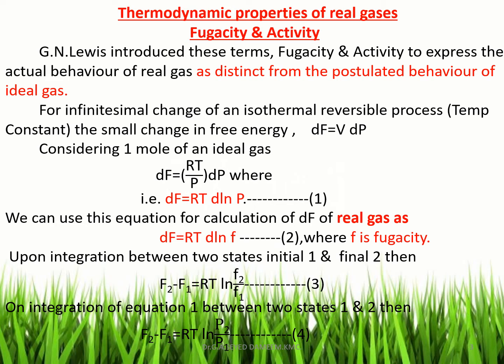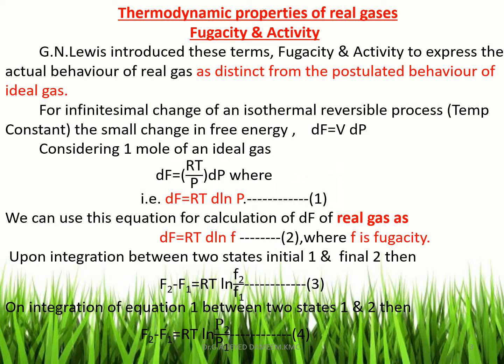For an infinitesimal change, a small change of an isothermal reversible process, the change in free energy is given by an equation from thermodynamics: dF is equal to VdP minus SdT. Here dF is a small change in free energy, and dP and dT are small changes in pressure and temperature. Now at constant temperature, that is for an isothermal process, dT is equal to 0. Therefore, this equation becomes dF is equal to VdP.